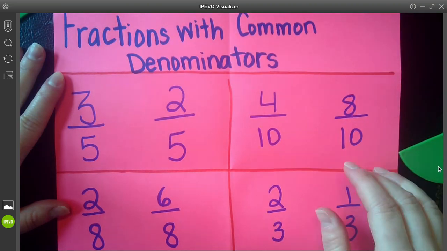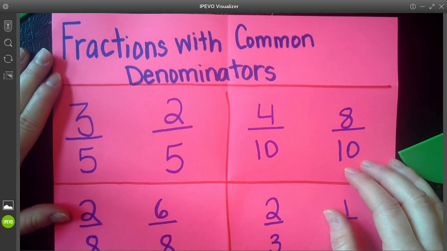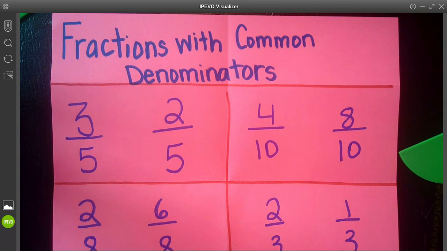Hey guys, this week we're learning about comparing fractions. So I wanted to start really early, really easy. First, I want to start with comparing fractions with common denominators.